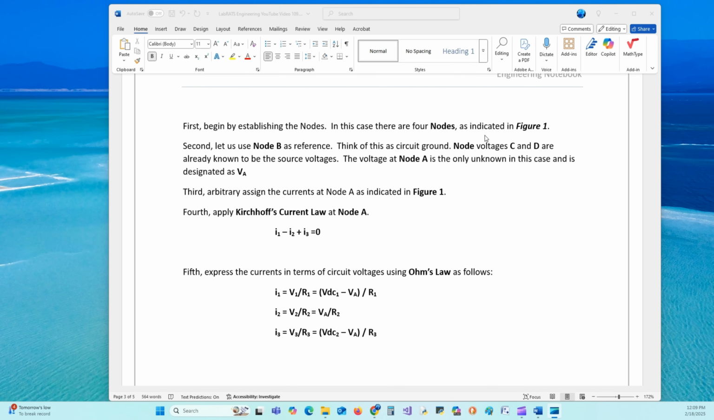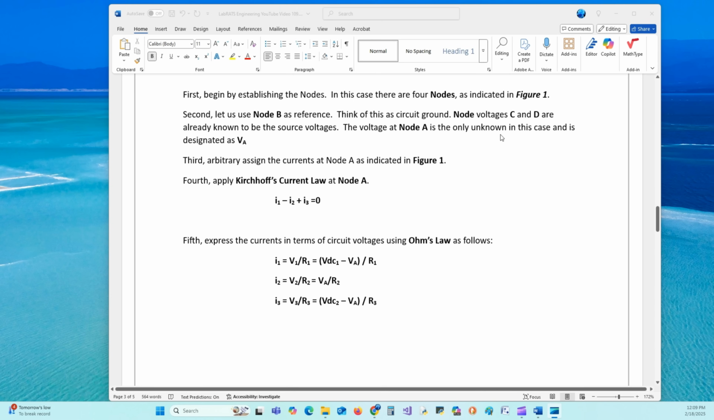Okay, we first begin by establishing the nodes, which we have. In this case, there are 4, as indicated in figure 1. Second, we use node B as a reference, which we are. Think of this as a circuit ground. Nodes C and D are already known to be the source voltages. The voltage at node A is the only unknown in this case and is determined by VA. Now, remember in video 107 you had 3 unknowns, in 108 you had 2 unknowns. Now, in this, we have 1 unknown.